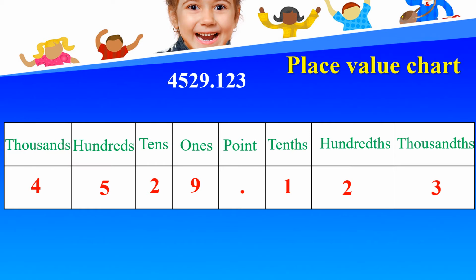So 4529.123 can be written as: in the thousands place we have 4, in the hundreds place we have 5, in the tens place we have 2, in the ones place we have 9. Then the decimal point is there. To the right of the point we have tenths. In the tenths place we have 1, hundredths place we have 2, thousandths place we have 3.